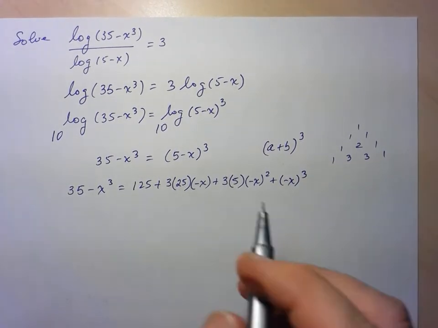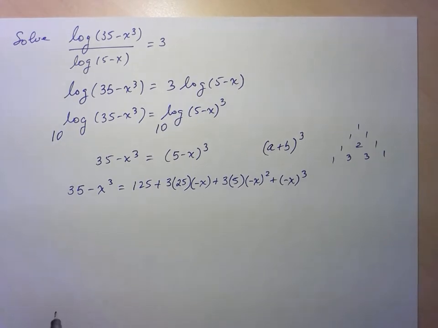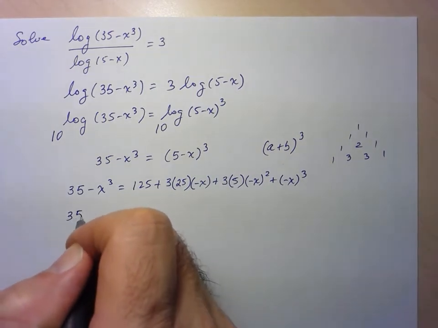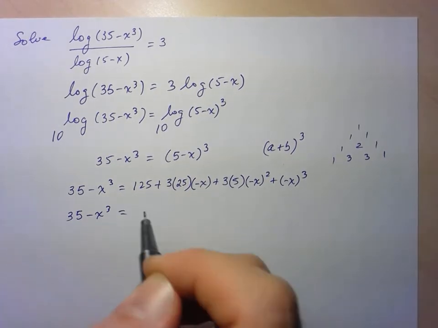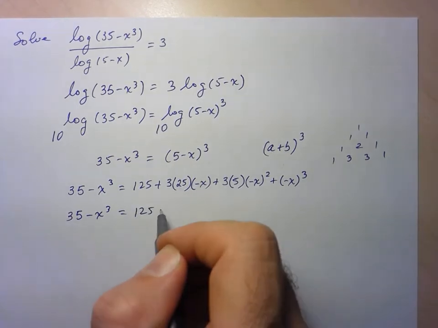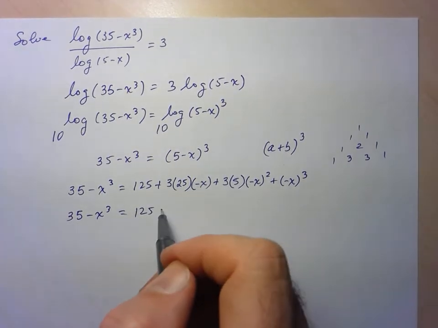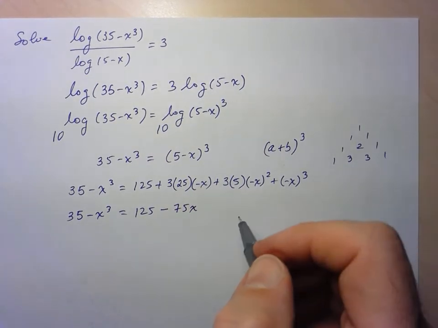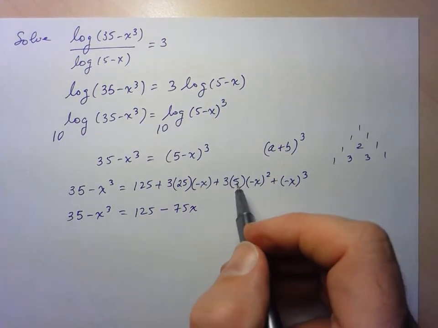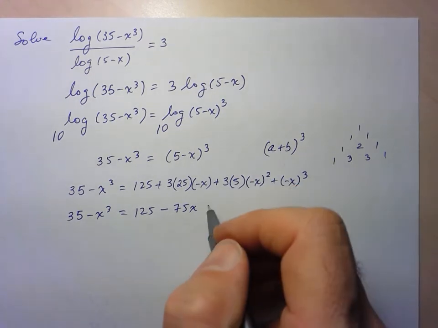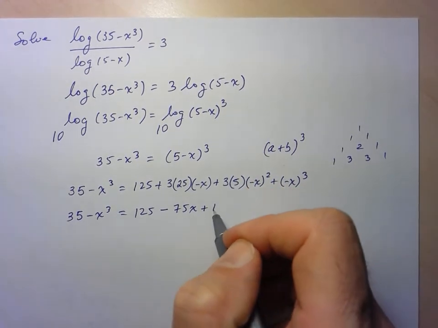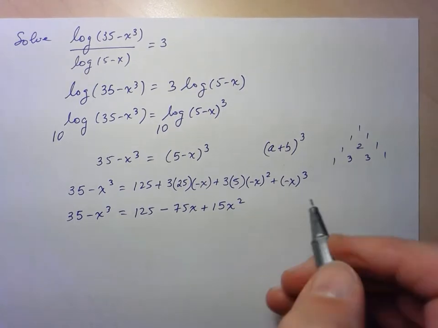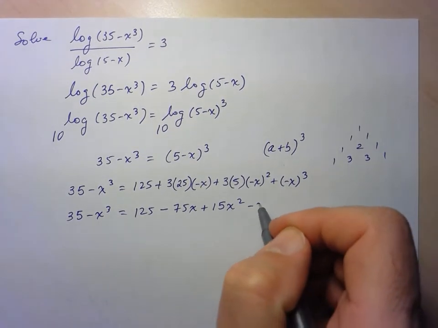Now we can simplify this here. Not a bad idea to review Pascal's triangle. I don't think you'll need it for the upcoming test, but we'll definitely be using it in this course. So 35 minus x cubed. Here, what do we have? We have 125 plus, so I guess it's going to be minus 3 times 25, which is 75x. Here we have 15, and negative x is squared, so it becomes positive, so plus 15x squared, and here we're just going to end up with minus x cubed.